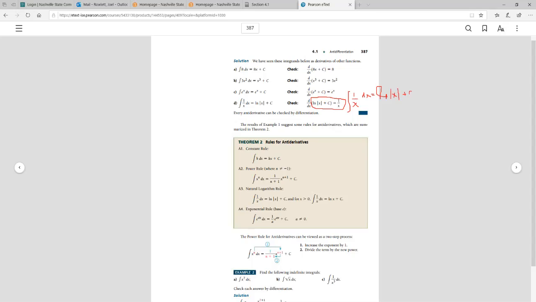And why do we have to take the absolute value of x? Because if you recall, if you look at the function of ln x, the domain is all x values from 0 to infinity.